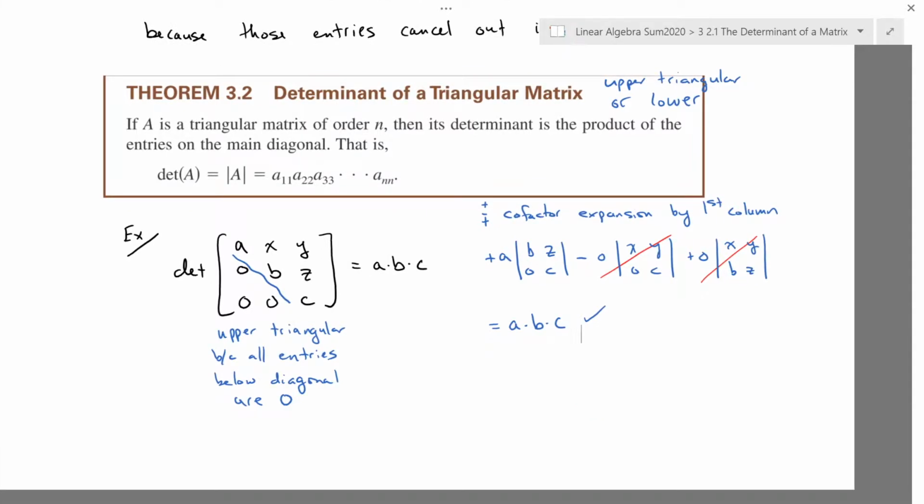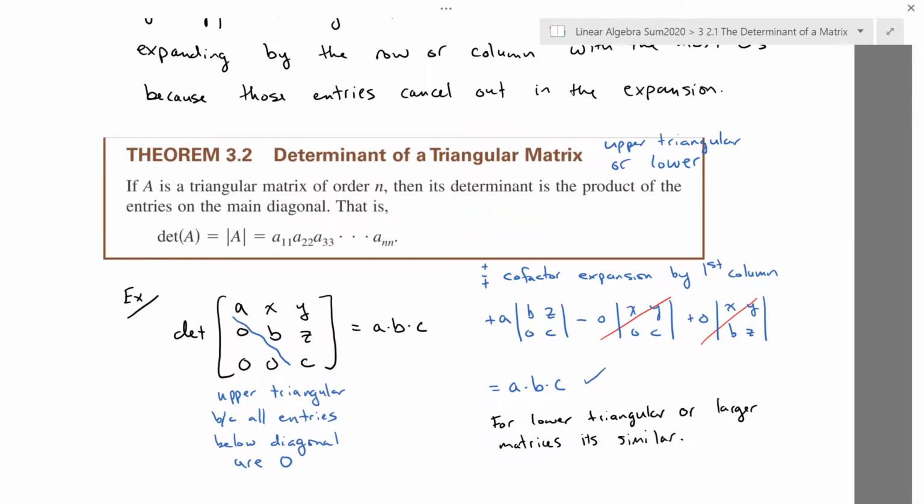Okay, so here we did an upper triangular, and it's only a 3 by 3. But for larger matrices or lower triangular matrices, it's similar, because you can just choose the row or column that has the single entry, and all the others are 0, and then the expansion will look exactly like this. So with triangular matrices, calculating the determinant is pretty easy.